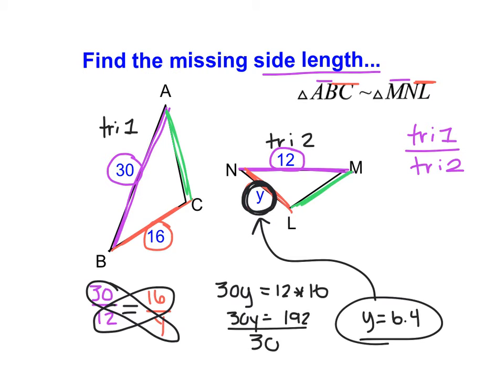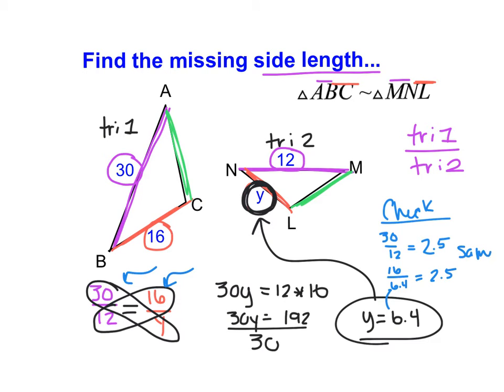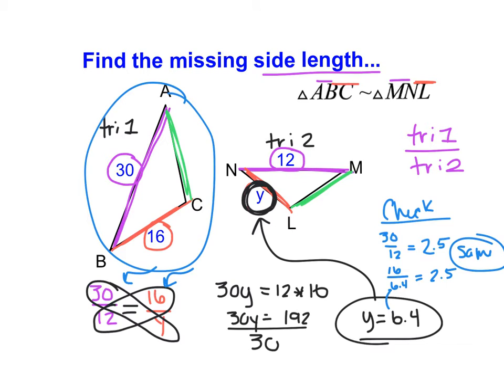Now, if you want to check your answers, you are more than welcome to. I'm going to do a little check here. If I look back at these original ratios here, 30 divided by 12, that first ratio is about 2.5. And then if I look at my second ratio, that would become 16 over y, which is 6.4. Divide those out, and I also get 2.5. So they are the same. Basically, that's telling us that this big triangle here is about 2.5 times bigger than this small one here.